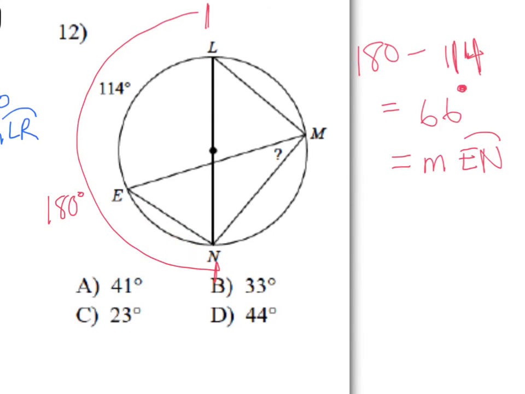Well, if this arc right there is 66 degrees, the inscribed angle should be half of its intercepted arc. I believe 33 is half of 66.